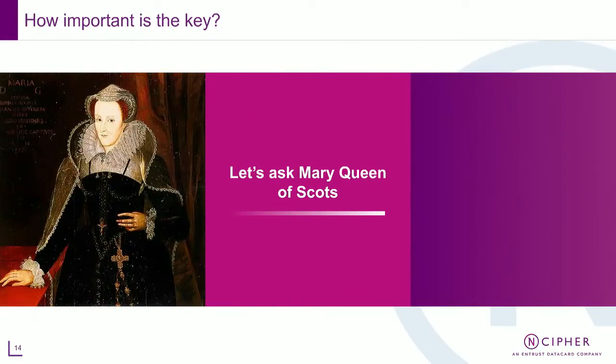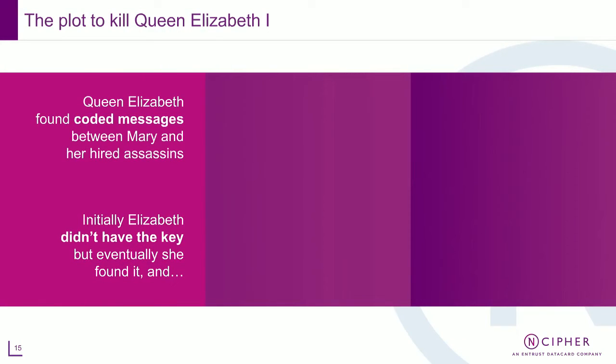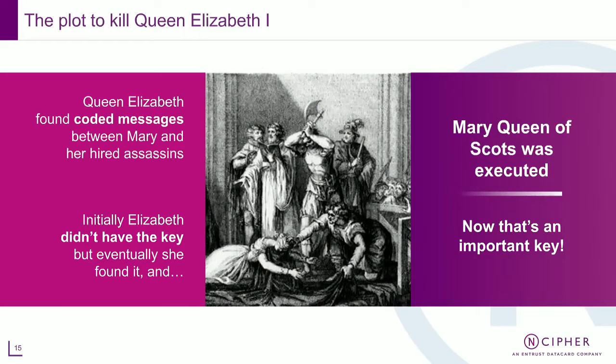So how important is the key? Here's another historical reference just to show how important the key is. Let's ask Mary Queen of Scots. Mary Queen of Scots didn't like Queen Elizabeth at all. As a matter of fact, she was plotting to kill Queen Elizabeth, so she hired a bunch of assassins, and she was communicating with the assassins using encrypted messages. Well, Queen Elizabeth knew that something was up, and so she put Mary Queen of Scots in prison, and then she went on her search to find the messages, the key. Eventually, Queen Elizabeth did find the key, and Mary Queen of Scots was executed. Now, that's an important key. That's a little graphic I put in here. It shows the death mask of Mary Queen of Scots, which is someplace in England in some museum.